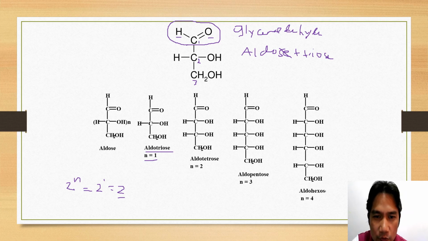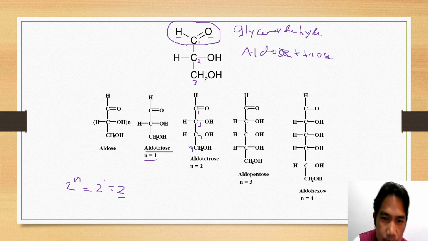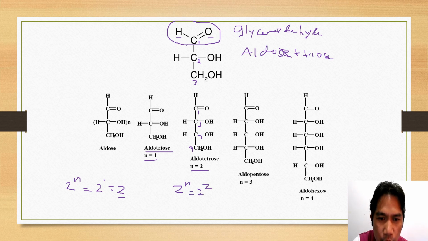An aldotetrose has 4 carbon atoms: 1, 2, 3, 4. An aldotetrose has 2 chiral centers, being carbon 2 and carbon number 3. That's why n is equal to 2. Following the formula 2 raised to n, where n is equal to 2, we say 2 raised to 2, then we have 4. The atoms of an aldotetrose can be arranged into 4 different molecules.